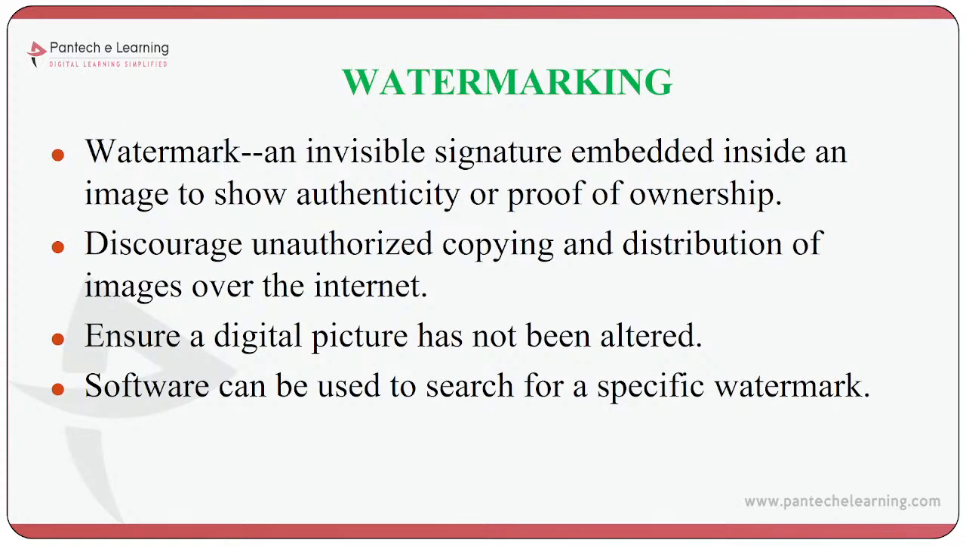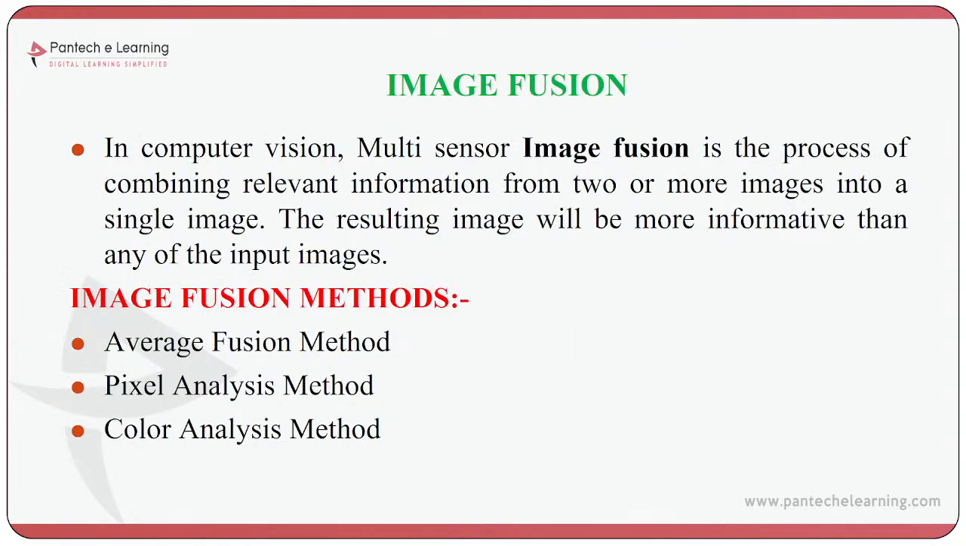The second one is watermarking. In this an invisible signature will be given, so this is also for secret purposes. Then this is image fusion. Multi-sensor data will be used in image fusion. We have a lot of image fusion methods. Three types of image fusion methods are average, pixel, and color analysis methods.